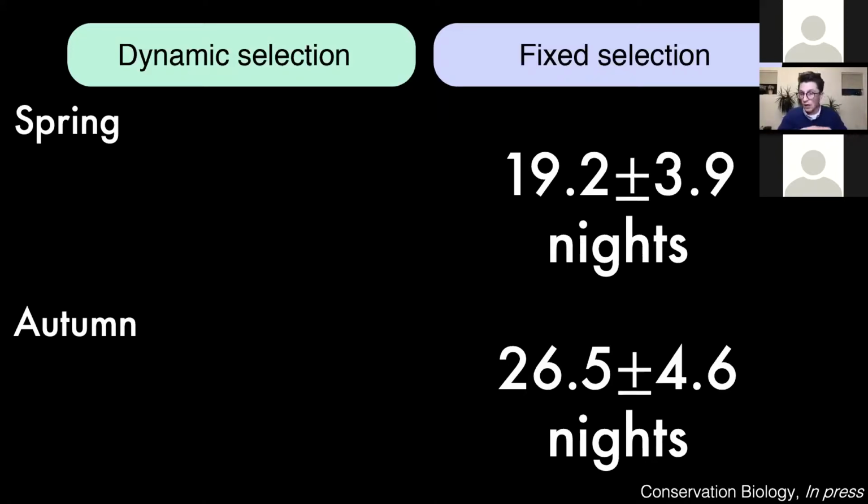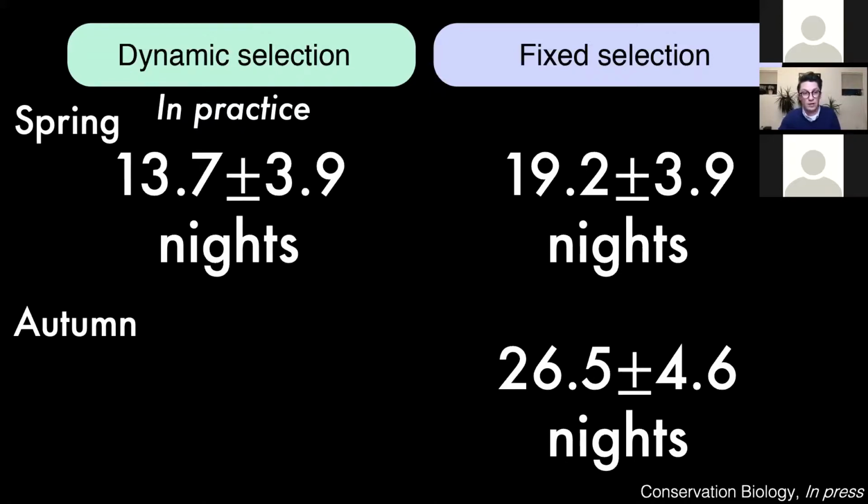We know that our forecast model is not perfect. So it's going to have some errors and we're going to make some false predictions of when activity is high. So even after accounting for that error, do we still do better than this fixed selection approach? So this is in practice how many nights we would have to make an alert for to capture 50% of birds. So it's around 13.7 nights in the spring. That's 4 additional nights. So there's some error there.